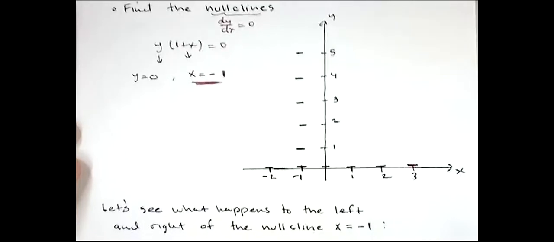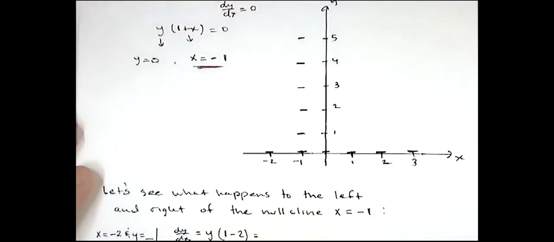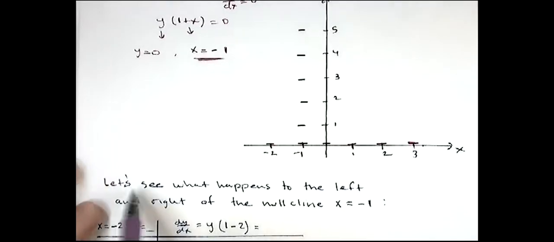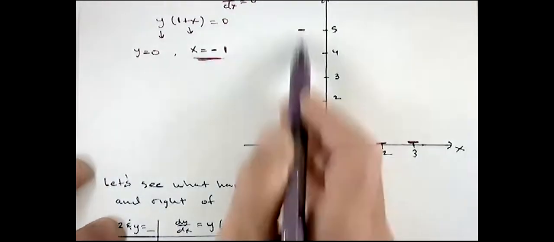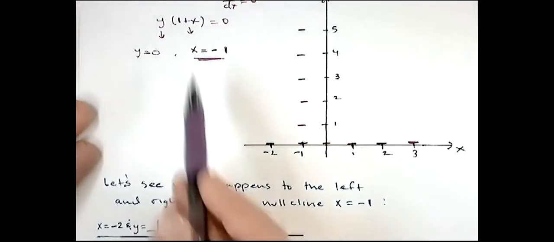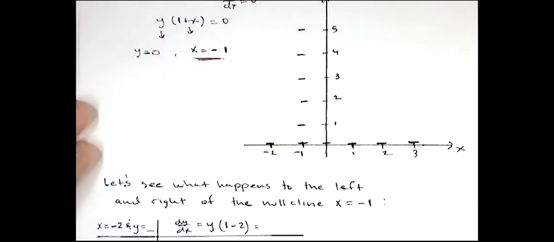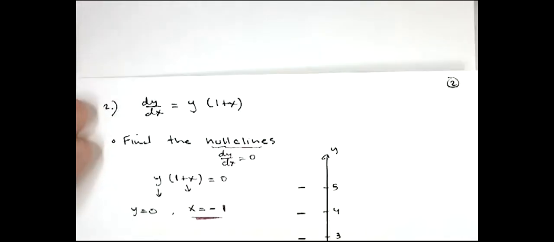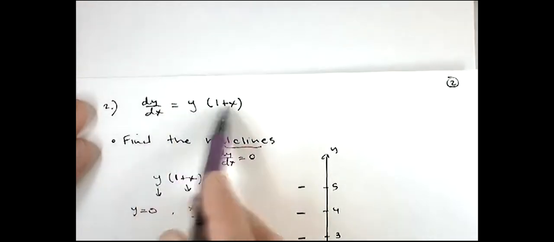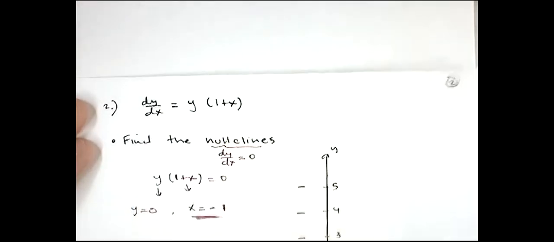So this is hard to fit in on one screen here. So that's why I wrote this down. Let's see what happens. Okay, I started with the left, or to the left and the right of the nullcline x equals -1. And so here's what you could do. You could let x be -2. Oh, I forgot to ask, but this differential equation is a mixed one, right? My slope is a function of both y and x.